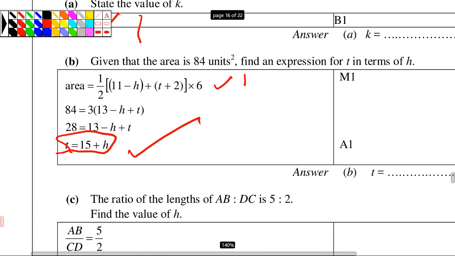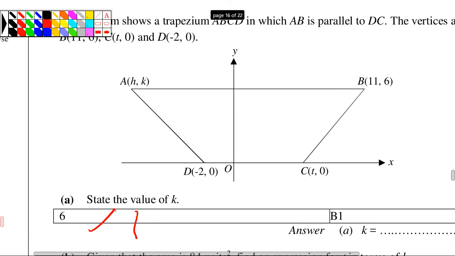Now, ability to write the area, 1 mark. Do you know why minus? You take 11 minus H. I want to find the length. How do I find the length? You take this minus this, then you can find the length. Alright? Next one.